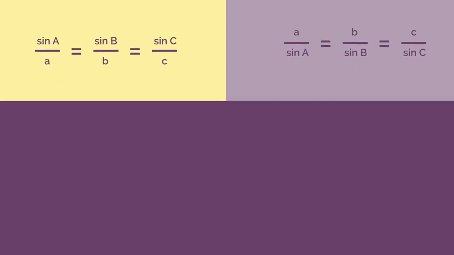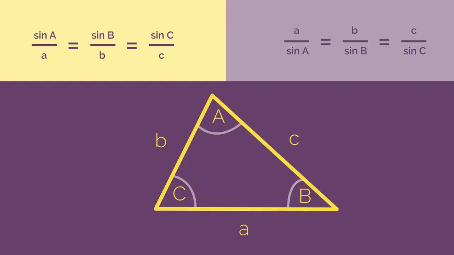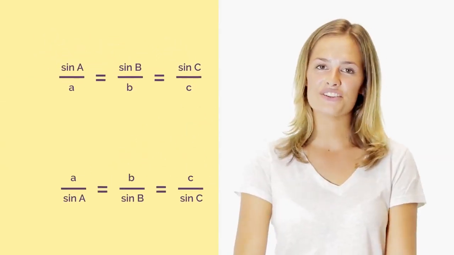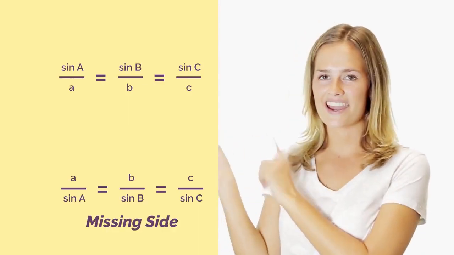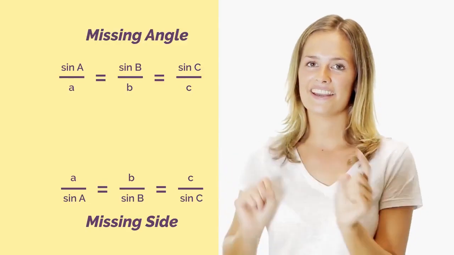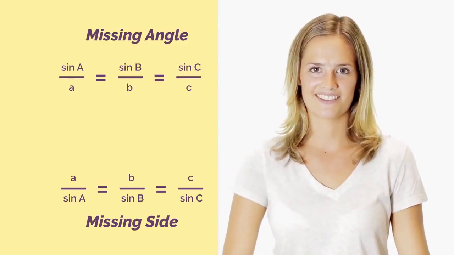The little a, b and c represent the sides, and the capital A, B and C are the angles. Notice how angle A is opposite side A, angle B is opposite side B, and angle C is opposite side C. This is really important. The formula is written in two different ways because this way is best for finding missing sides and this way is best for finding missing angles.